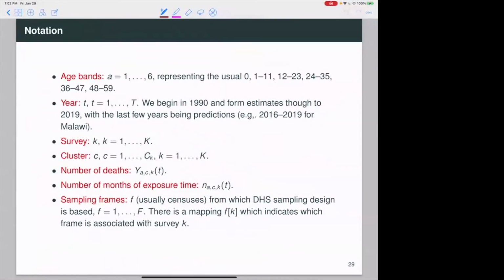So here's some horrendous notation, which I'll very quickly go through. We're going to be smoothing over year and over space, the clusters within space. We have multiple surveys here, which I'm going to index by K. We also have multiple age bands we're going to model, because child mortality is highly dependent on when you were born, on your age. The first month of life is the most dangerous by far.